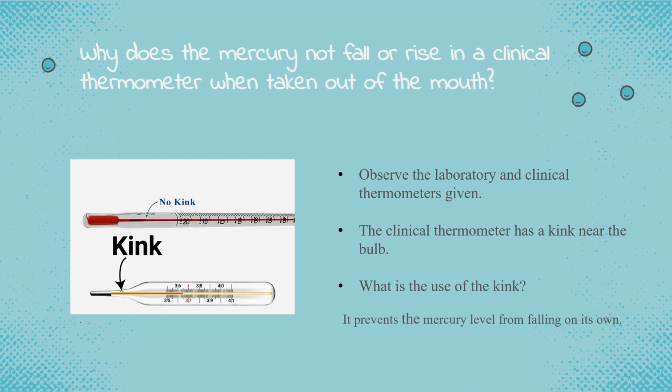The kink in the thermometer near the bulb prevents the mercury level from falling on its own. So that's why we use a clinical thermometer when we're taking our temperature instead of a laboratory one, because a clinical one has a little kink which is going to prevent the mercury levels from falling on its own, and it will give us the correct or accurate temperature of our body.